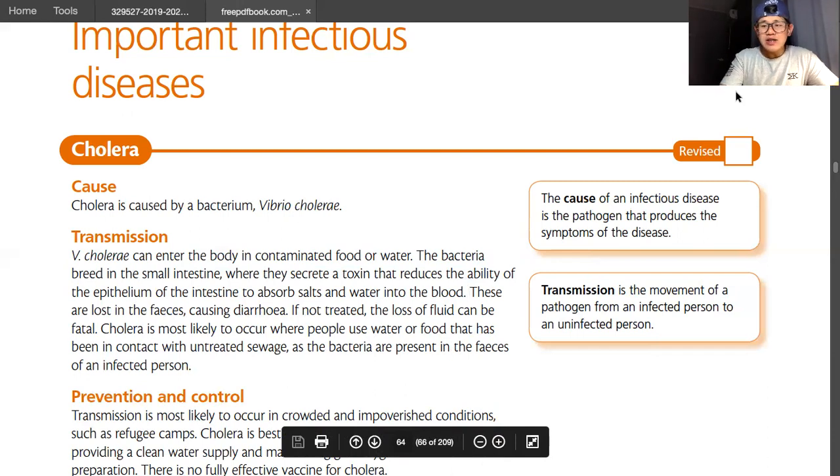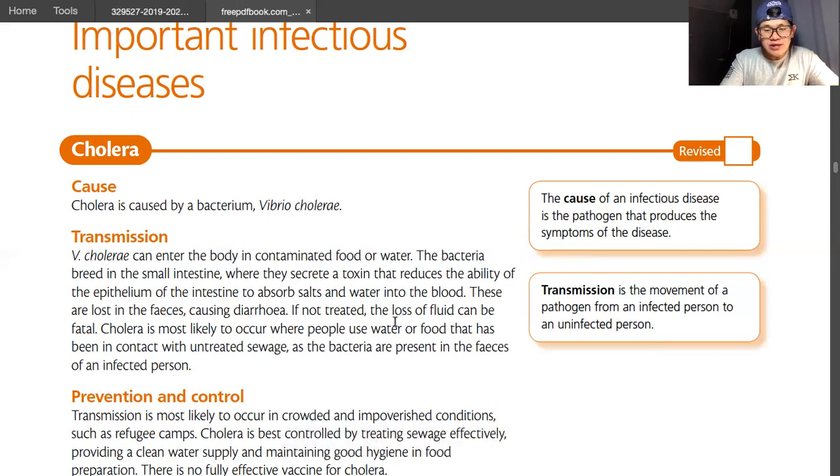Okay, and if it's not treated, the loss of fluid can be fatal because you keep losing a lot of water. If you keep losing a lot of water, a lot of fluid, then your cells, your body tissues will become very dehydrated. So this is very detrimental to your cells and your tissues, and it causes your cells to shrivel up. Okay, they become crenated. And if they shrivel up and become crenated, then it can lead to tissue death.